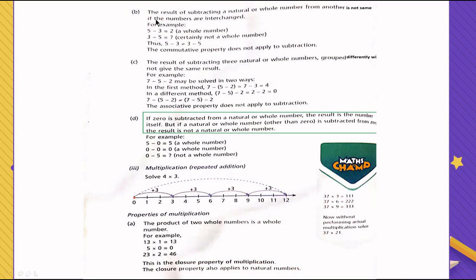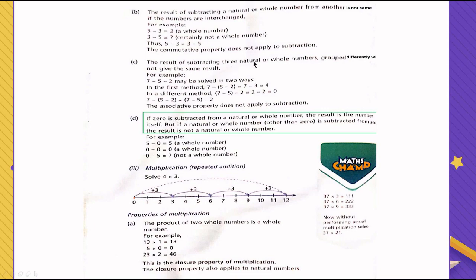The result of subtracting a natural or whole number from another is not the same if the numbers are interchanged. For example, 5 minus 3 is equal to 2. 3 minus 5 is equal to minus 2, which is not a whole number. Thus, 5 minus 3 is not equal to 3 minus 5. The commutative property does not apply to subtraction.